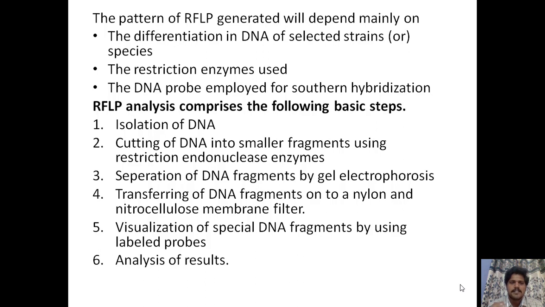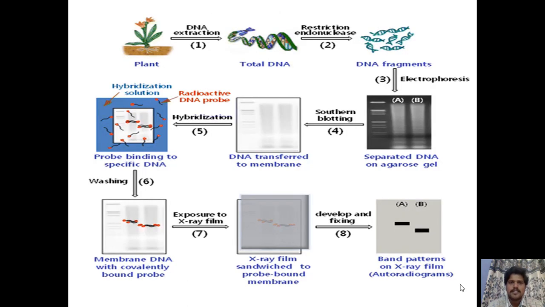So what are the basic steps in RFLP analysis? First, isolate the DNA, then cut the DNA into smaller fragments using restriction endonuclease enzymes, then separate the fragments by gel electrophoresis, transfer these DNA fragments onto a nylon or nitrocellulose membrane filter, then visualize the specific DNA fragments using labeled probes, and finally analyze the results. So these are the steps.